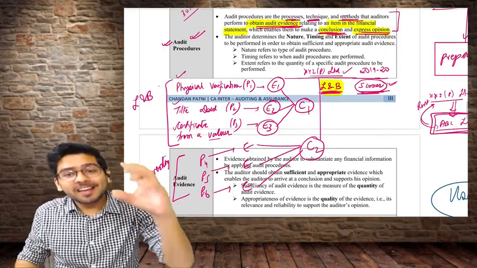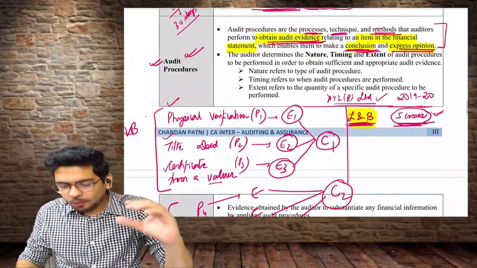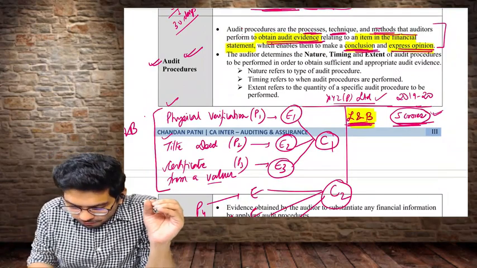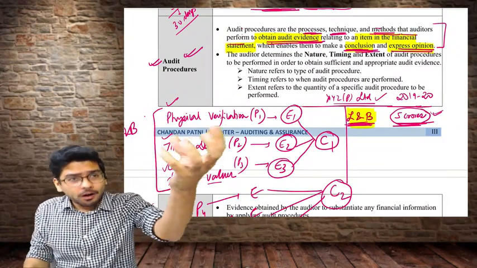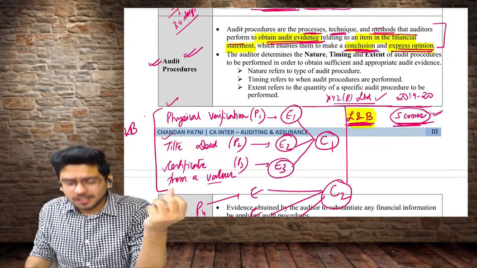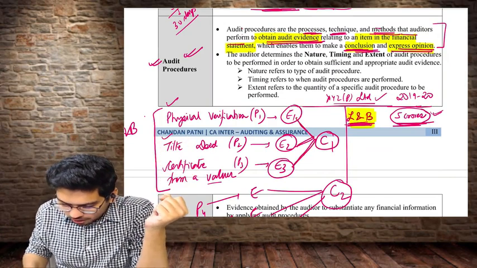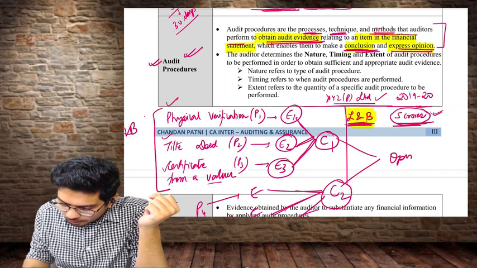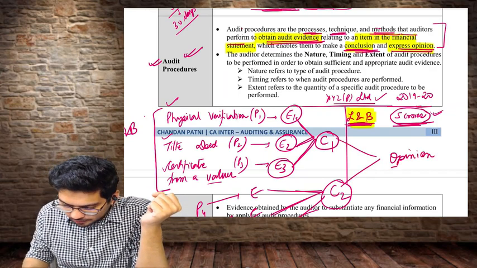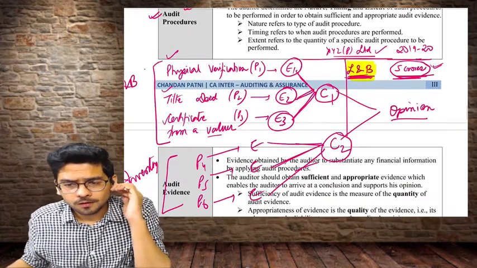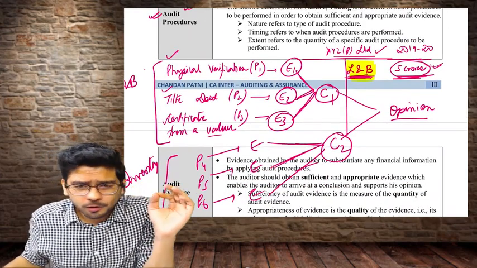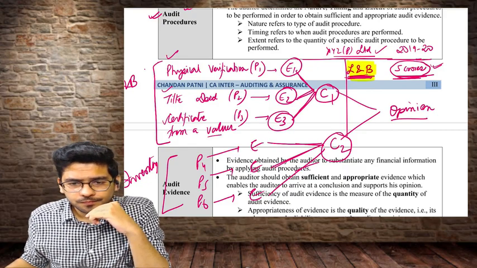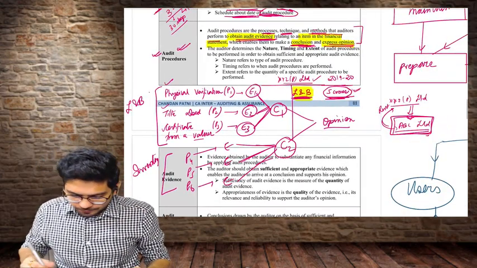So again let us read the definition. Audit procedures are processes, techniques or methods which auditors perform to obtain audit evidence, and after obtaining audit evidence, what is done? A conclusion is drawn, and on the basis of this conclusion ultimately the auditor issues his opinion. Is this clear to everyone? Yes? Okay.